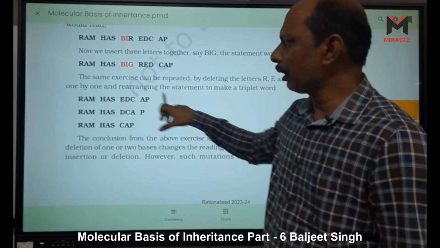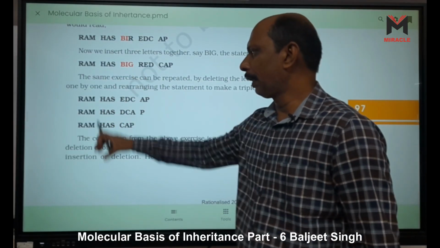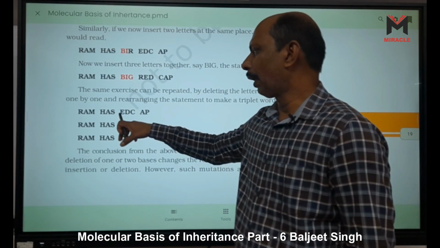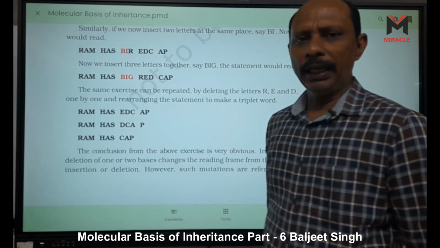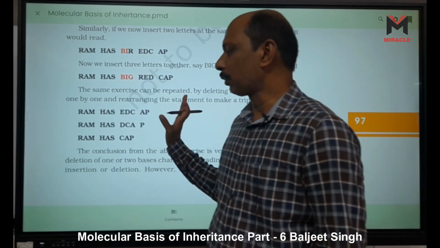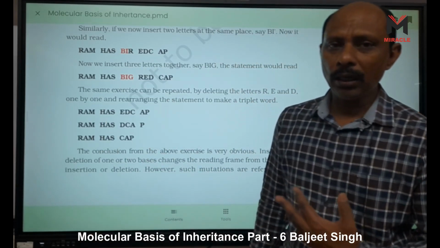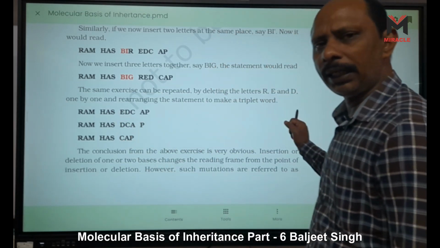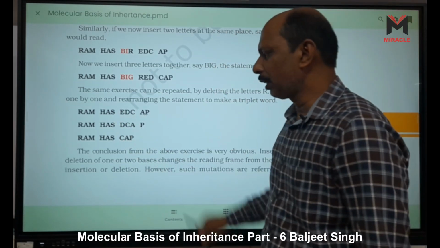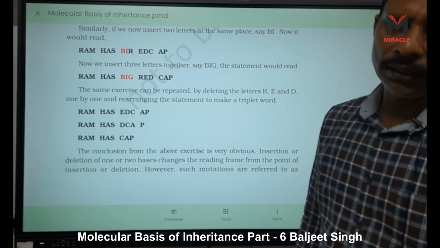Now deletion means if we delete one letter, like here "Ram has red," we delete the R. Then what happens? It becomes "EDCAP." That means if we delete, it is also shifted toward the right side, right? From this region, all the genetic code is changed, which means all the amino acids are changed.